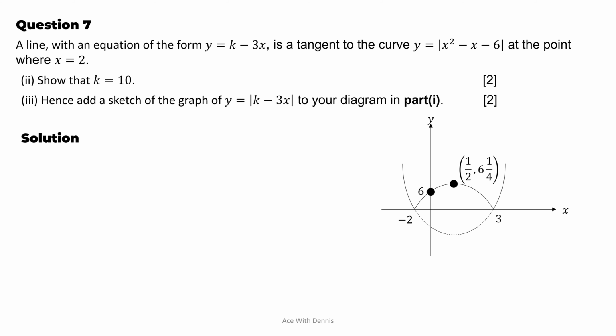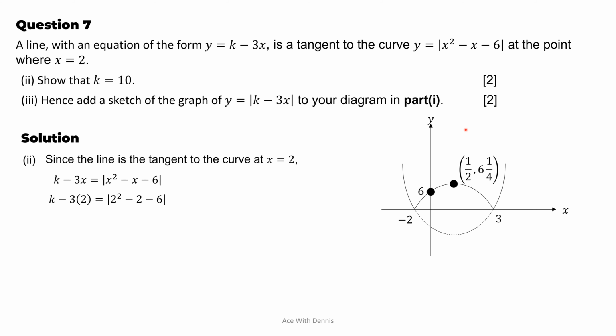Alright, so here's the solution. Since the line is the tangent to the curve at x equals 2, we can equate these two equations together. So k minus 3x equals modulus of x squared minus x minus 6. So we substitute x equals 2 into this equation. We get k minus 3 times 2 equals modulus of 2 squared minus 2 minus 6. We solve this equation. We get k minus 6 equals 4. Hence, the k value will be 10. So, shown.